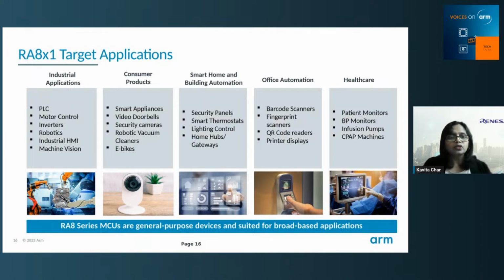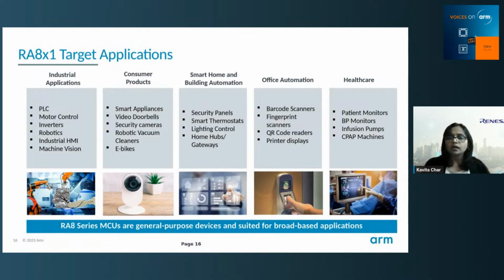This slide is talking about some of the target applications. As I mentioned, the RA8 series devices are general purpose MCUs, and they are suited for a broad base of applications. We have customers using these devices in industrial applications, in smart metering, consumer products, medical devices, as well as smart home and building automation type of devices. And we have built in, obviously, the features that will support this wide range of applications.